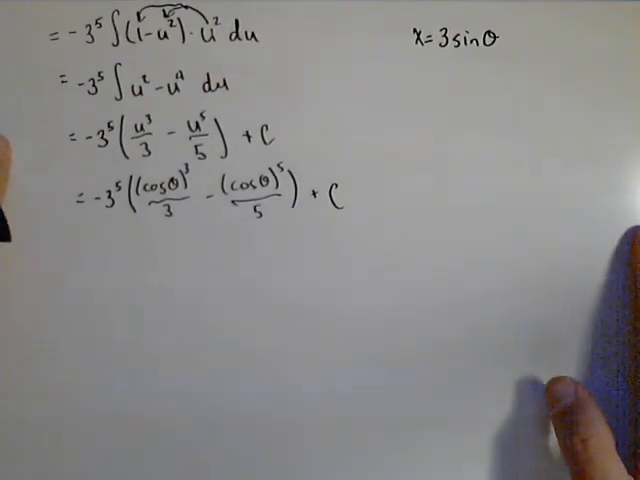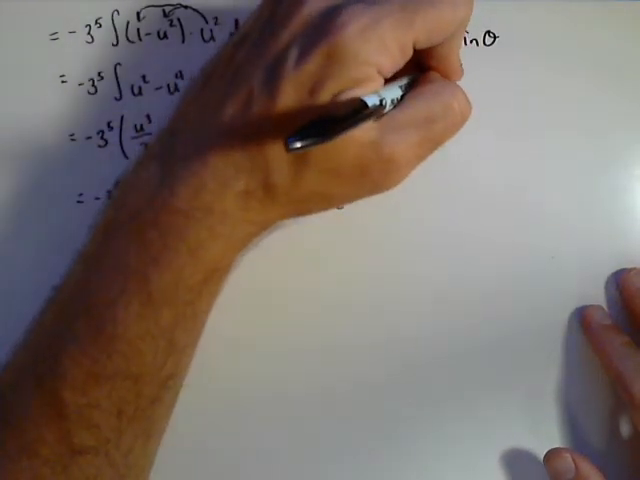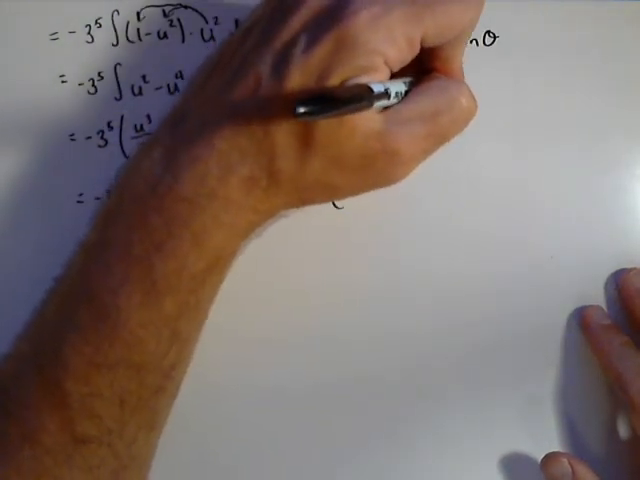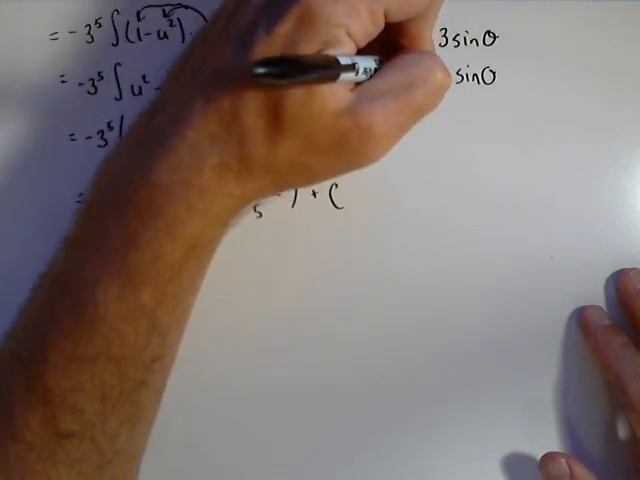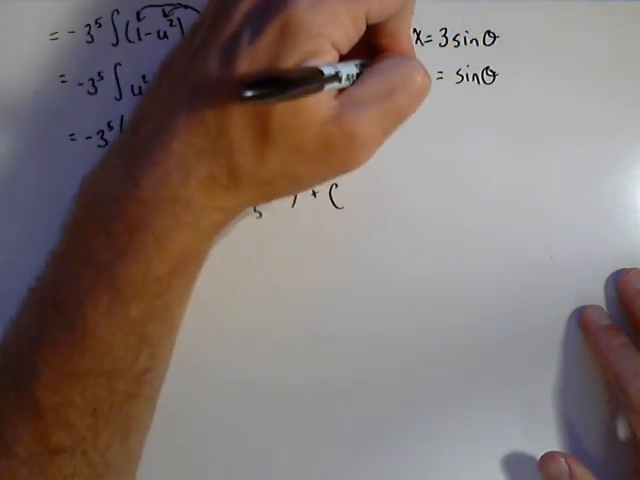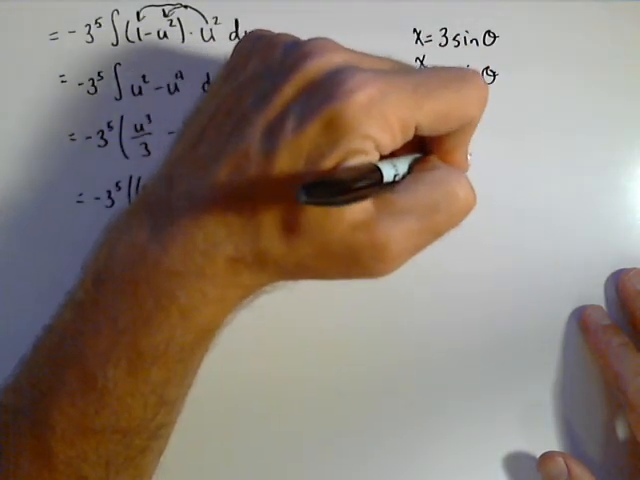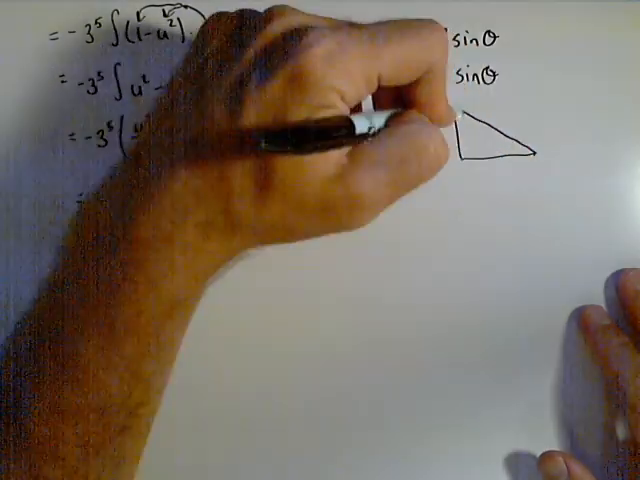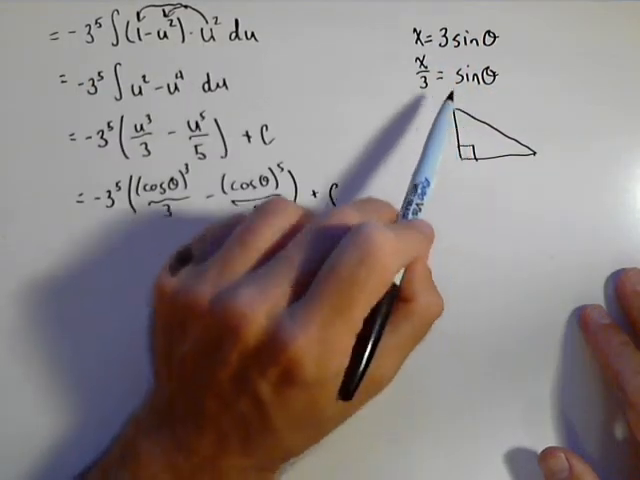Okay. Now there's two ways to recover what cosine theta is. One is to use the Pythagorean identity. One thing I've always liked to do is draw a right triangle. So first thing I do is I solve for sine theta, which equals x over 3. And I like to make a right triangle. You'll see that the Pythagorean identity comes out of this anyways.